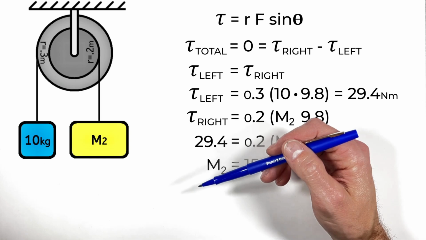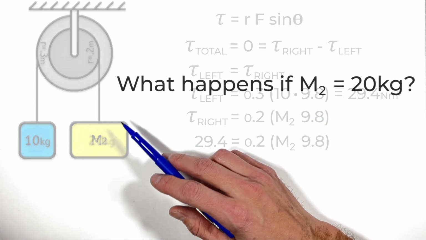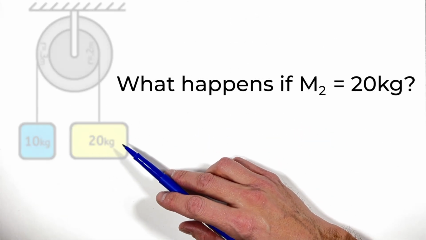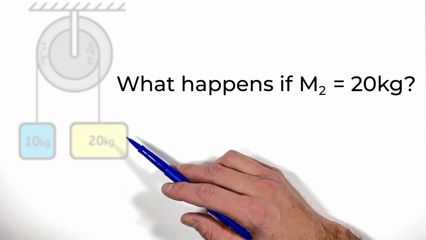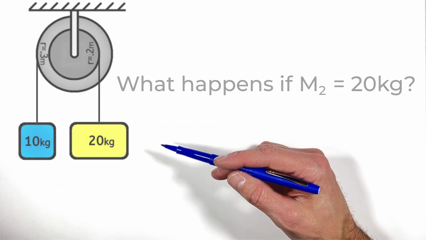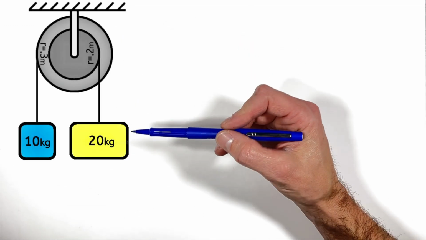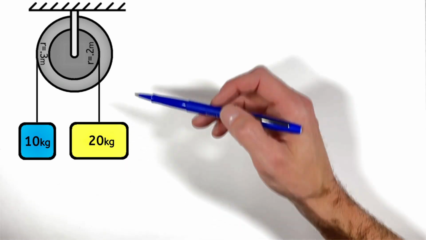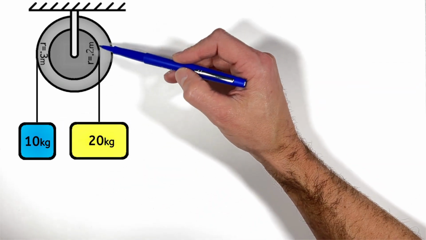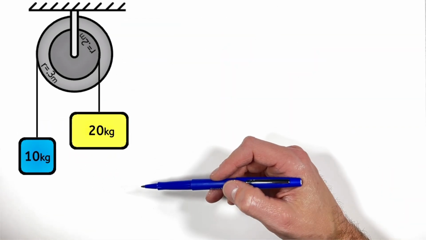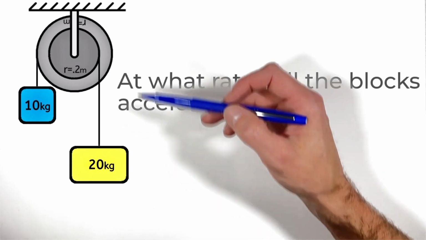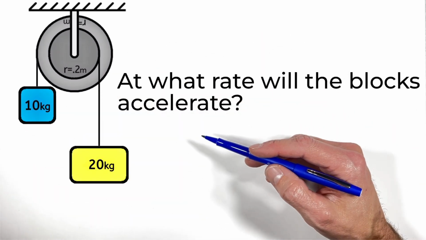So that brings us to the next question, and that is, what happens if m2 over here is greater than 15 kilograms? Let's say we make it 20 kilograms. Now, of course, if we no longer meet the conditions for static equilibrium, or really we're not keeping everything balanced on our pulley here, these masses are going to accelerate. So really the question is, at what rate are the two masses going to accelerate?